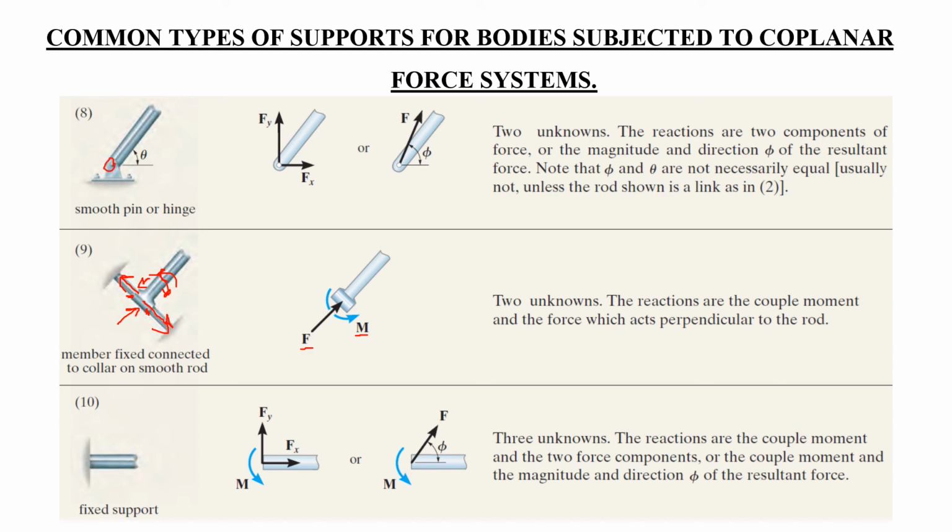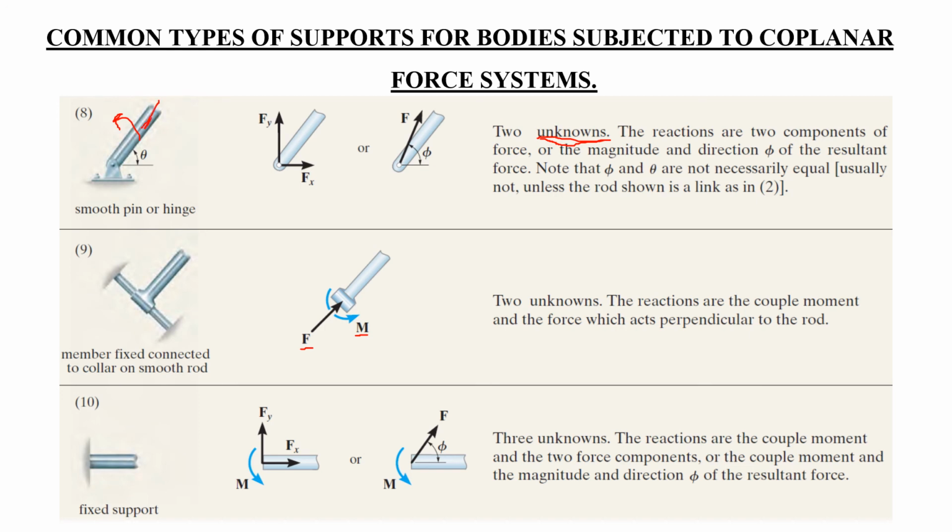Similarly, if you have a pin here, again we talked about this as an example, you are free to rotate this, but you cannot move this rod either in this direction or this direction. You cannot displace this rod from this support. This is different from a roller where you can move this rod in this direction but not in here. Now you cannot move this rod in any direction, you can just simply rotate this. So now there are two unknowns.